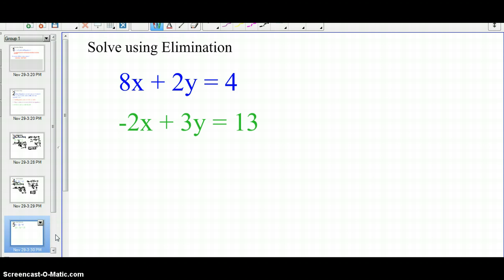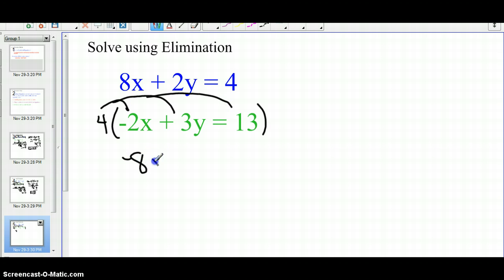Let's try this one. The x's do not cancel out right away. Neither do the y's. So now I'm thinking, what can I do to get rid of a variable? Well, I'm going to multiply this bottom equation by 4, because then that would make my x on the second equation negative 8x. So they would cancel out. So I'm going to distribute. So negative 8x plus 12y equals 52.